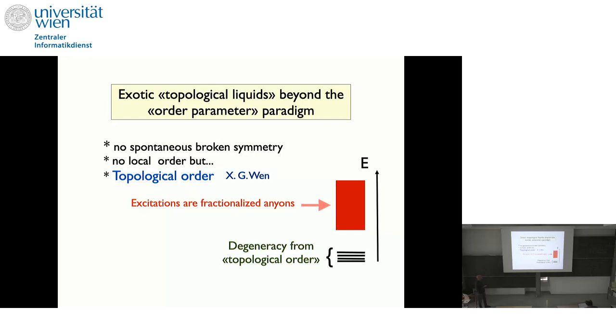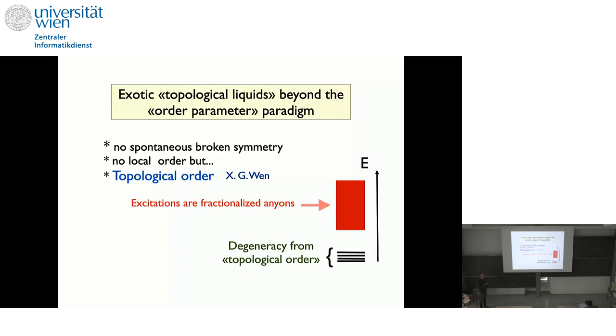So what do we expect? In very, very simple words, they should exhibit some order, but not the usual kind. They go beyond the usual order parameter paradigm, in the sense that they don't show any spontaneous broken symmetry and no local order. That small negative feature makes them maybe difficult to detect.